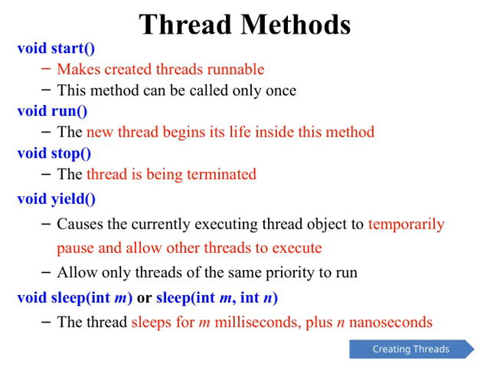Finally, we have the sleep method, which can be called with either one or two arguments. When you specify sleep(m), the thread pauses for m milliseconds. If you include nanoseconds as well with sleep(m, n), the thread sleeps for m milliseconds plus n nanoseconds. This is helpful when you need precise control over timing in your multi-threaded applications. All these methods give you various ways to manage thread execution, ensuring your applications run smoothly and efficiently.